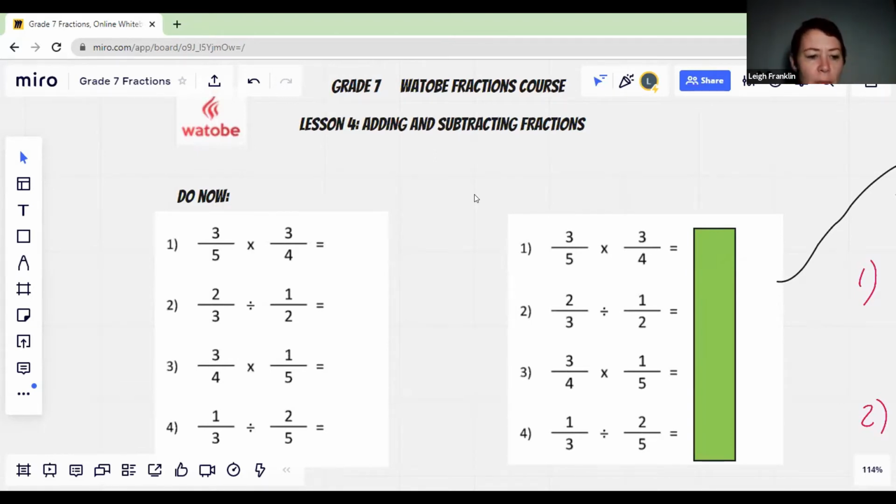We're trying the do now. We're going to see if we can do those 4 questions. This is on multiplying and dividing fractions, which is what we were talking about the last time.